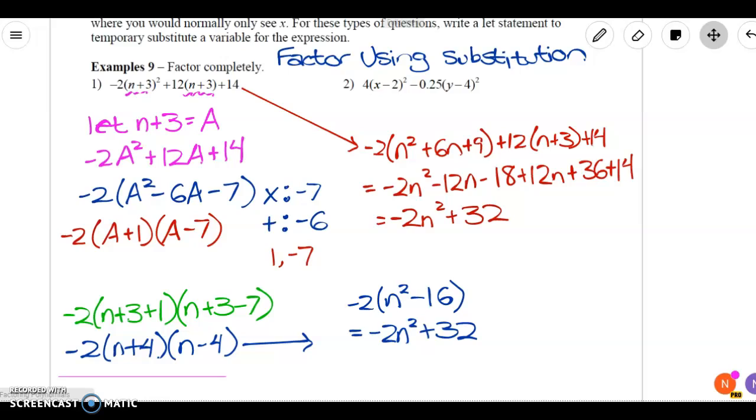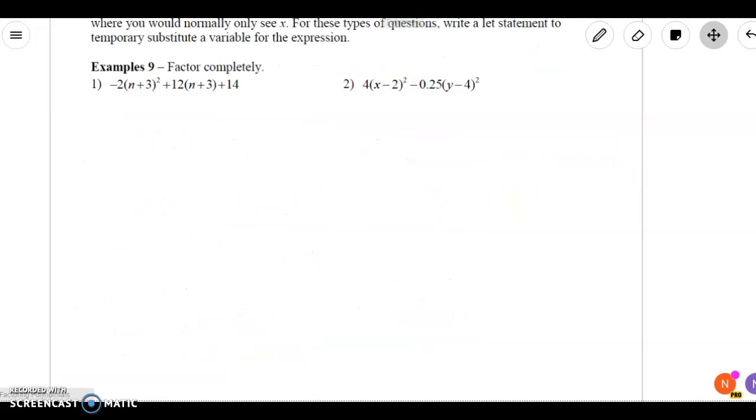Now let's take a look at the example on the right. We can use substitution, but we might not even need to for this one. What I'm noticing is I have 4 times x minus 2 squared minus 0.25 times y minus 4 squared. Looking at that first term, we have 4, which is a perfect square, and then we have a binomial being squared as well, the x minus 2 squared. So that first term is definitely a perfect square.